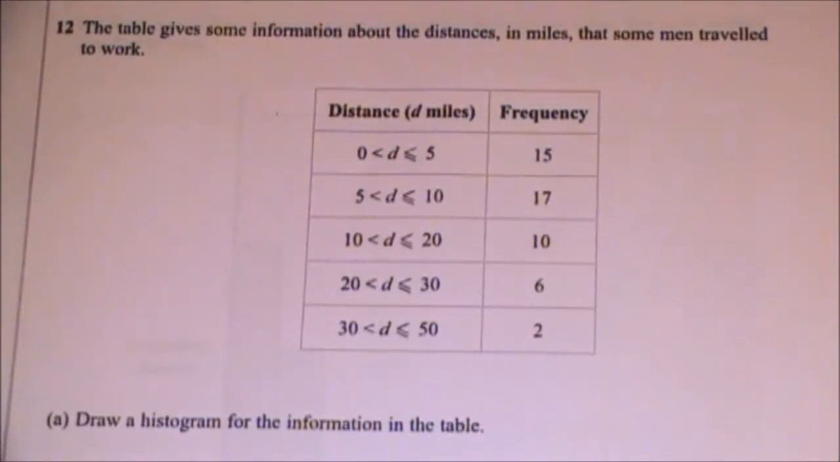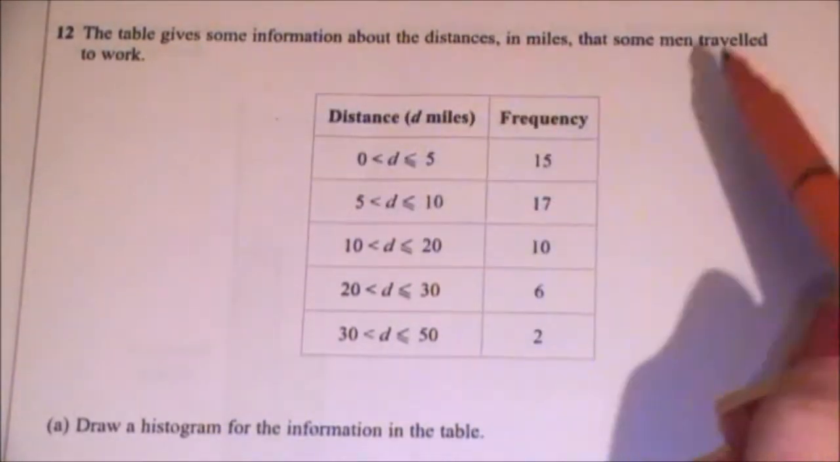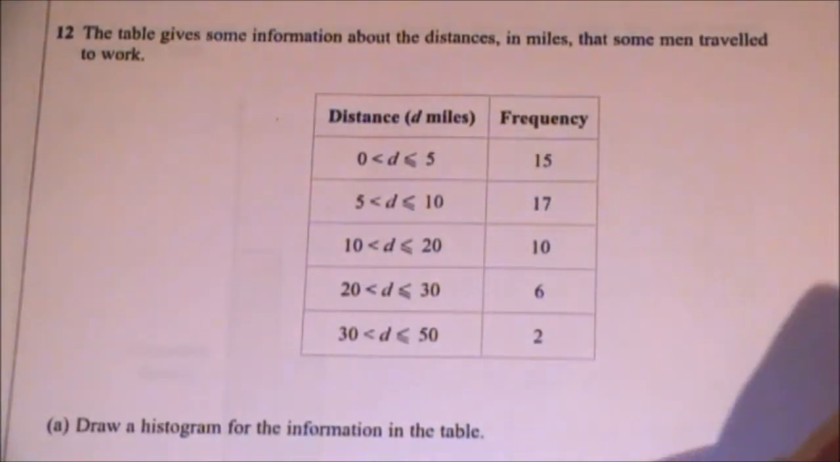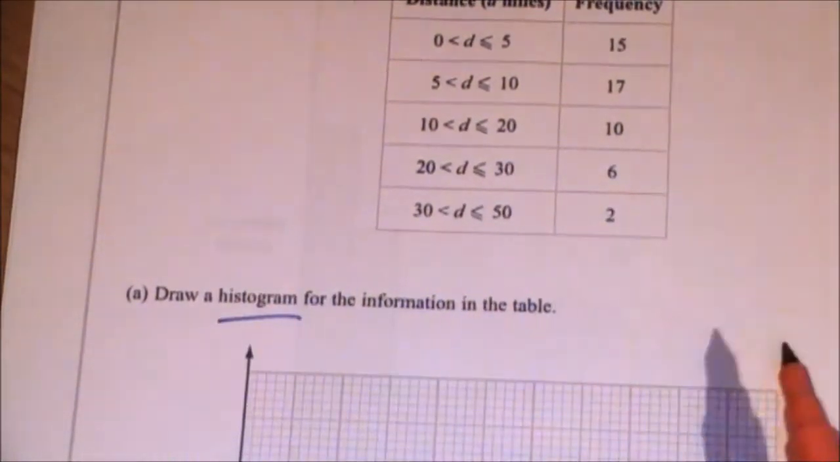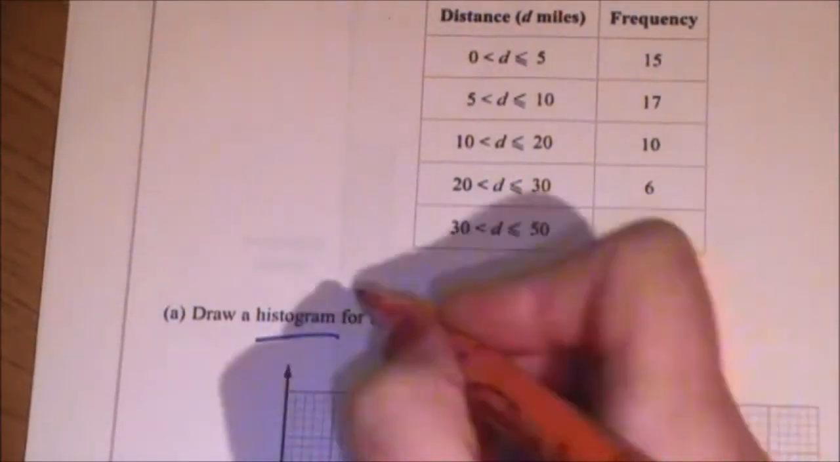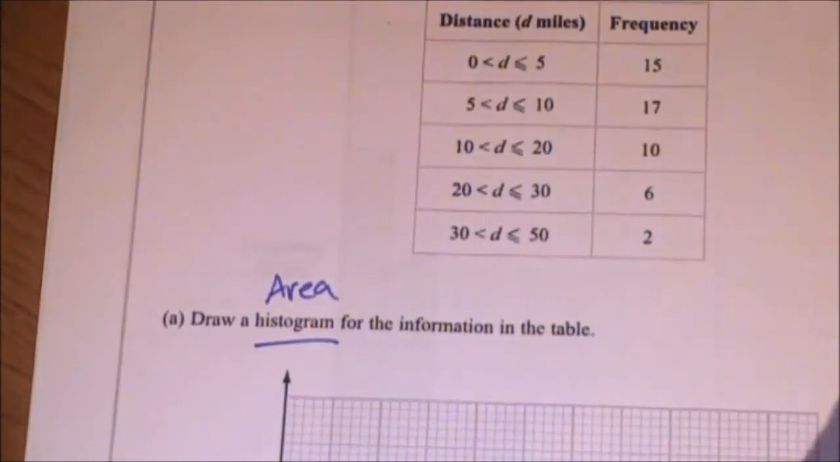Question 12 is a histogram question. The table gives some information about the distances in miles that some men travel to work. Draw a histogram for the information in the table, and a histogram is all based on the area of one of your bars.